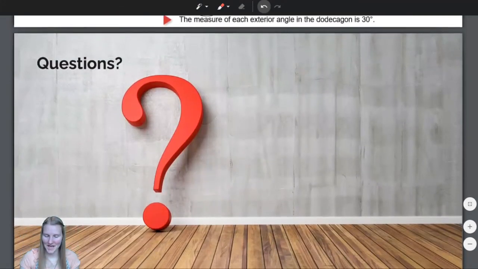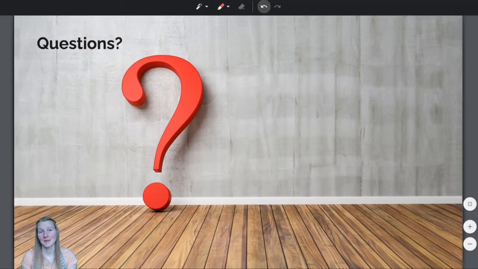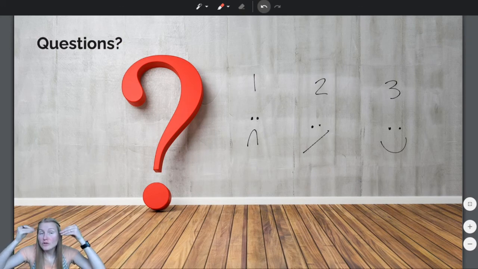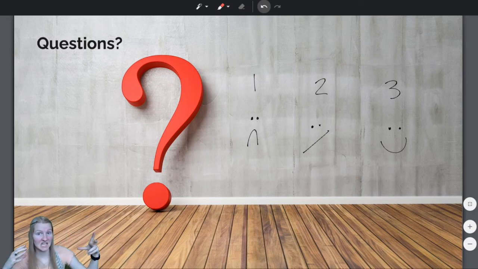Okay. That is all I have for you today. So, it's time to rate yourself on a scale of 1 to 3. How do you feel about our learning target and our success criteria? Do you understand what exterior angles are, how they're made, how they're related to the interior angles? And do you know how to find the measures of exterior angles of any polygon and of any regular polygon? And do you know how to find the interior angles for any regular polygon?